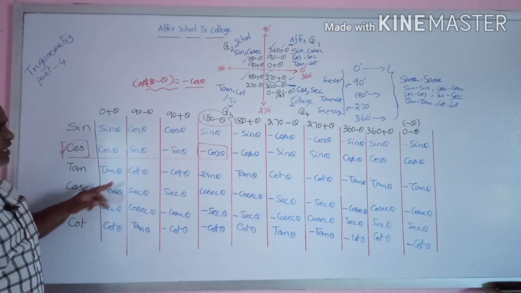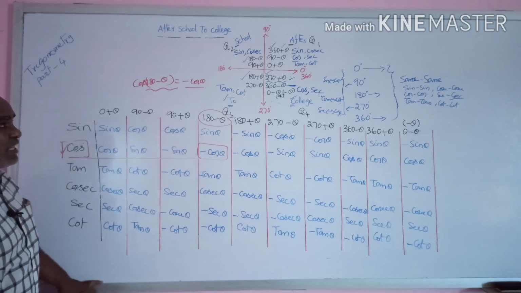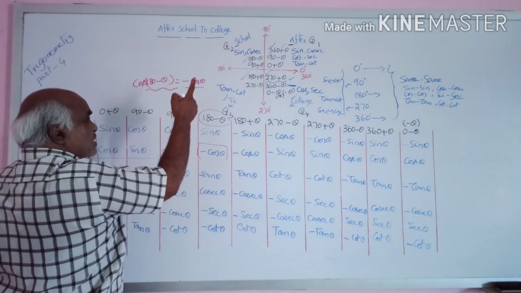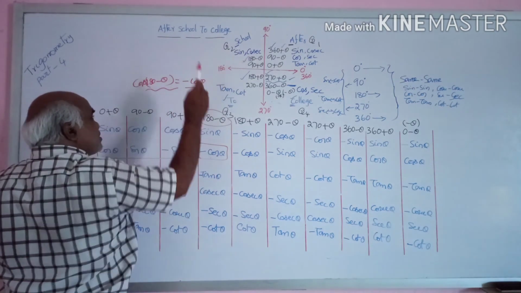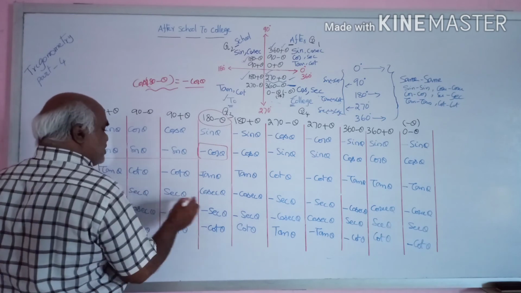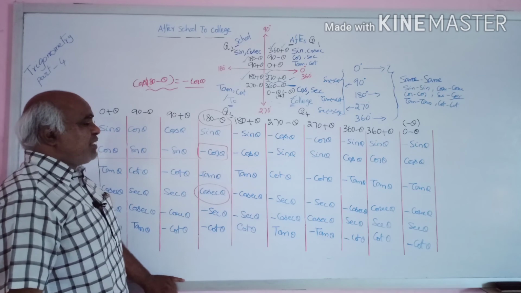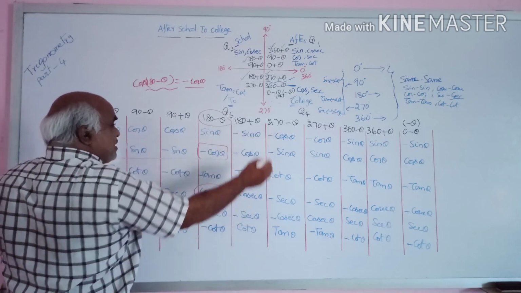Similarly, cosecant of 180 minus theta. Cosecant is in the second quadrant. In the second quadrant, cosecant is positive. Therefore, cosecant of 180 minus theta is same to same, that is cosecant theta.